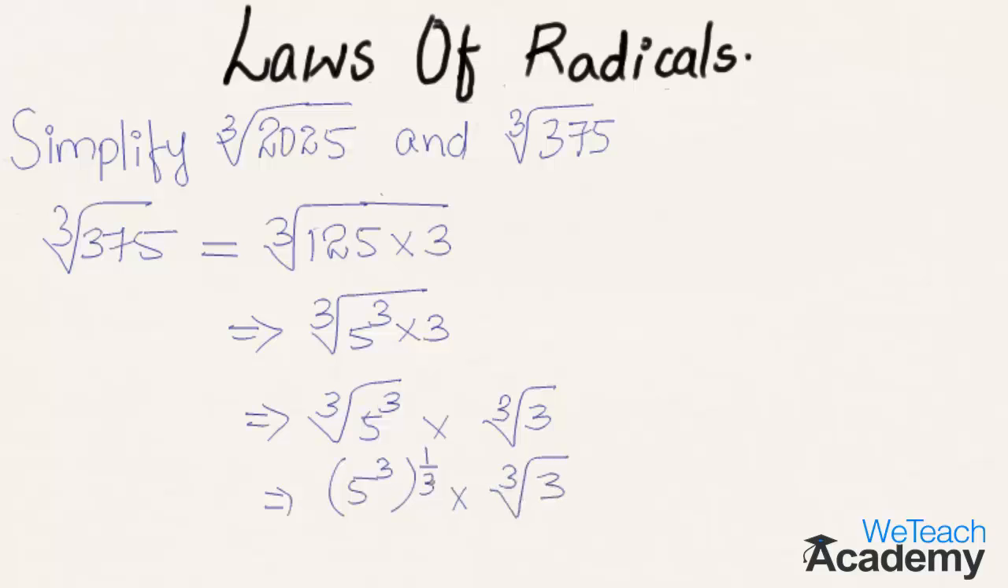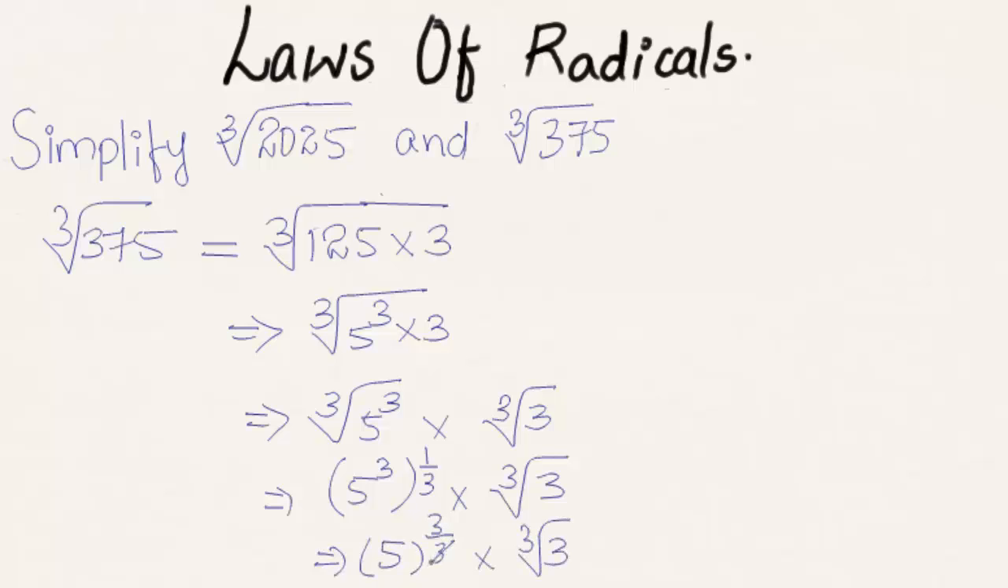So now 5 raised to the power 3 whole power 1 by 3 can be written as 5 raised to the power 3 by 3 into cube root of 3. And here 3 once is 3 and 3 one time is 3. We get here 5 raised to the power 1, that is nothing but 5 into cube root of 3. So this is the simplest form of cube root of 375.